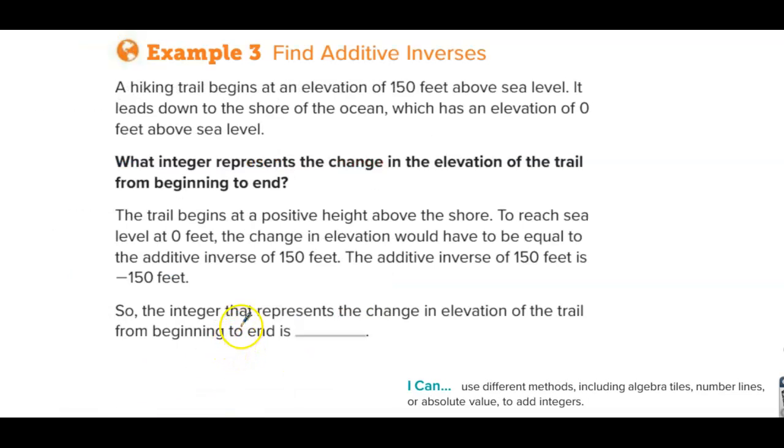Okay, we have a hiking trail that begins at an elevation of 150 feet above sea level. It leads down to the shore of the ocean, which has an elevation of 0. So we're starting at 150 feet, but we're going down to 0, right? What integer represents the change in the elevation? Well, to go from 150 feet to 0, you would have to go down 150 feet, which is negative. So the integer that represents the change in elevation of the trail from beginning to end is negative 150.